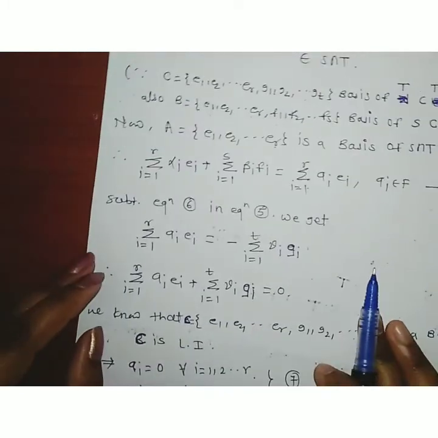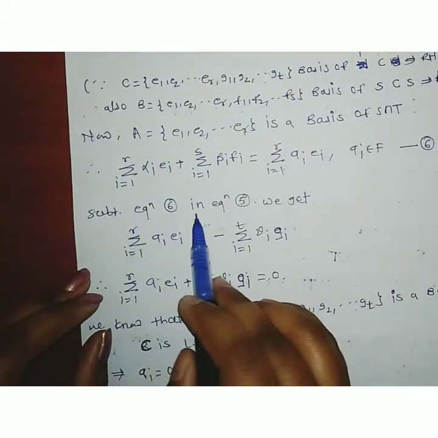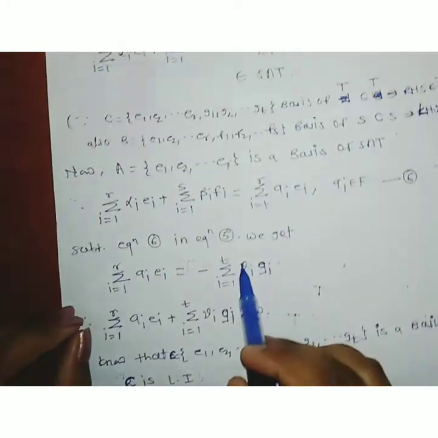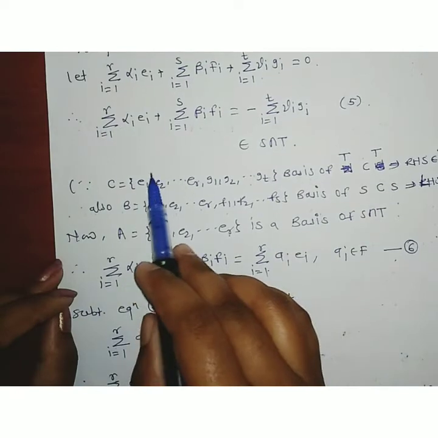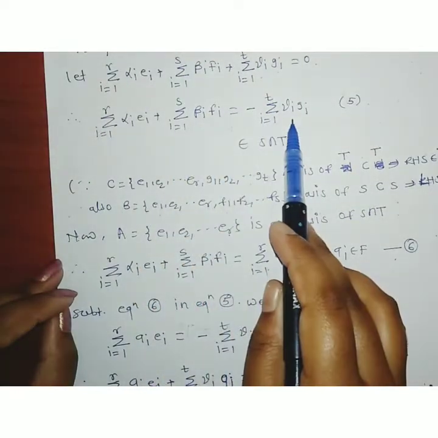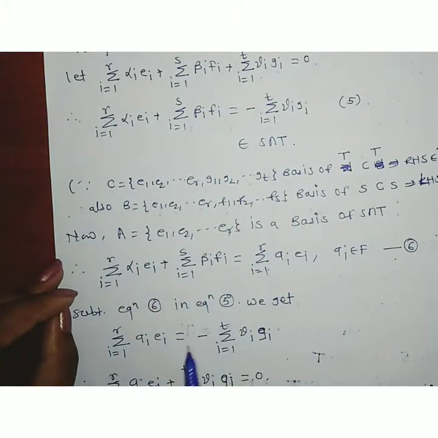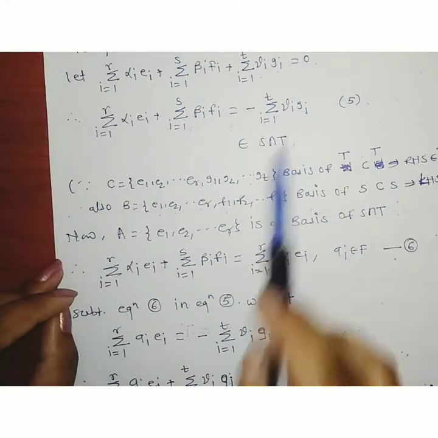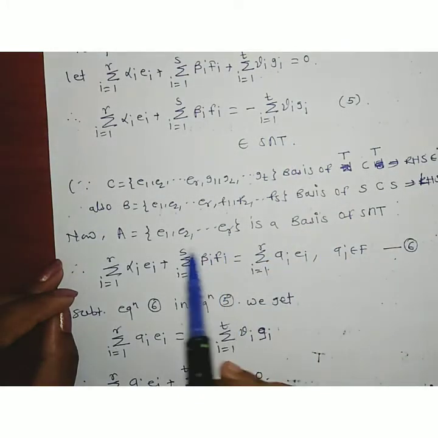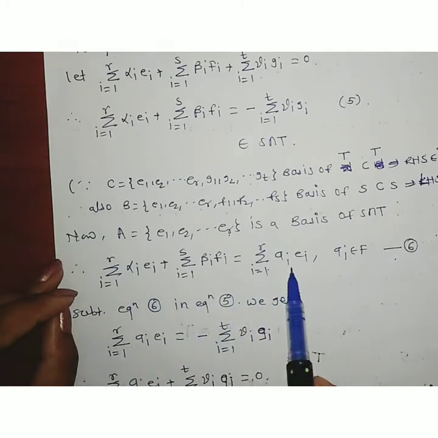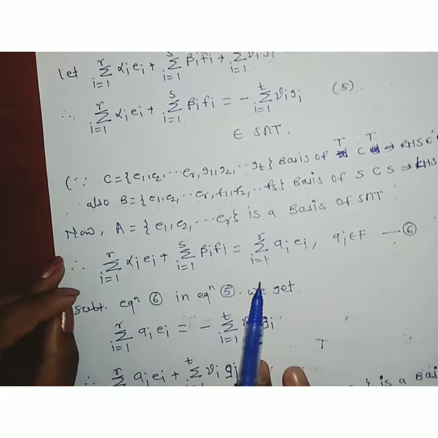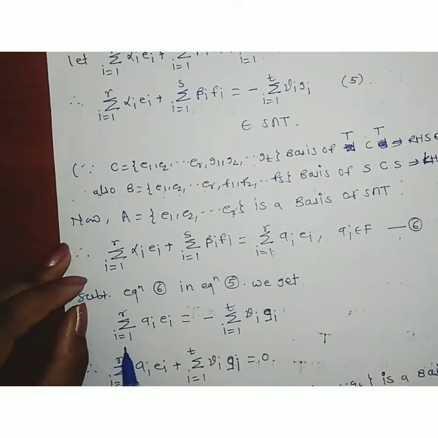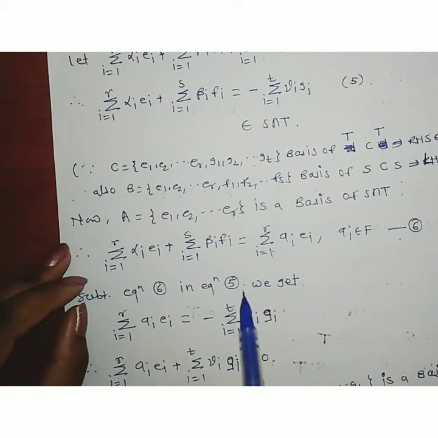Now, substituting equation 6 in equation 5. What is equation 6? This is equation 6, and what is equation 5? This is equation 5. So put the value of equation 6 in equation 5, replacing this value by ai ei. So what equation do we get? We get the summation of ai ei is equal to minus the summation of gamma i gi.